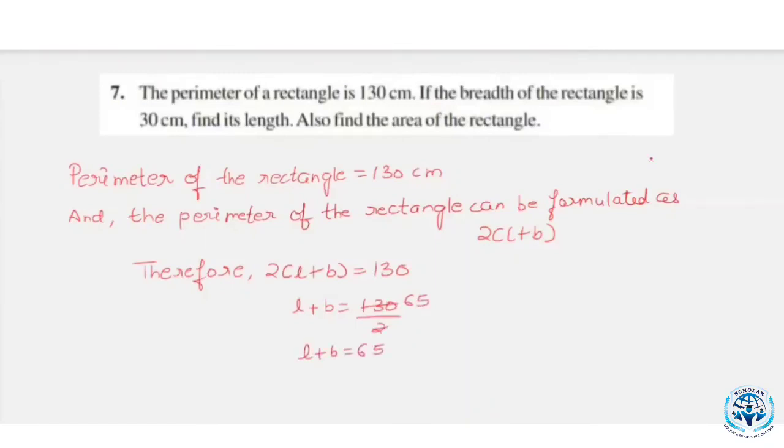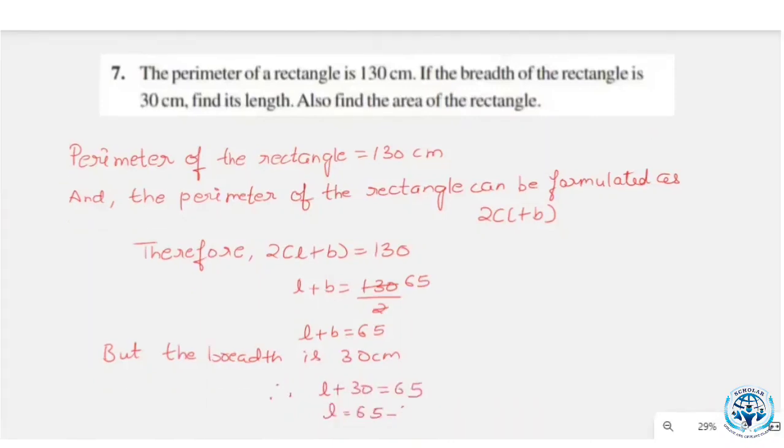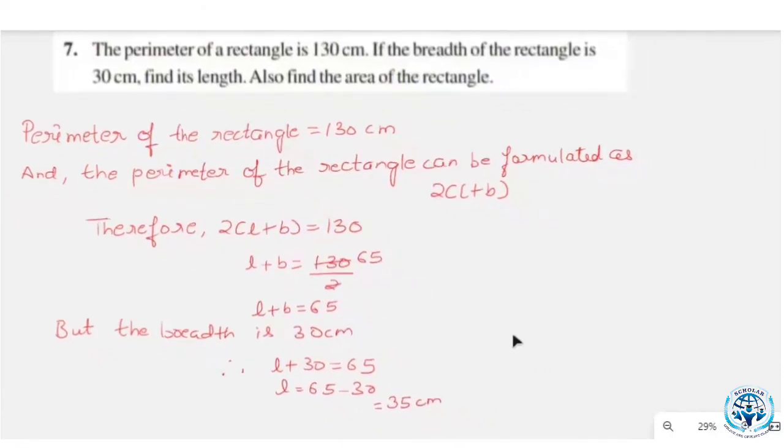The length will be 65 minus 30, is equal to 35 centimeter. Now we know the length and breadth. We can easily find out the area of the rectangle.